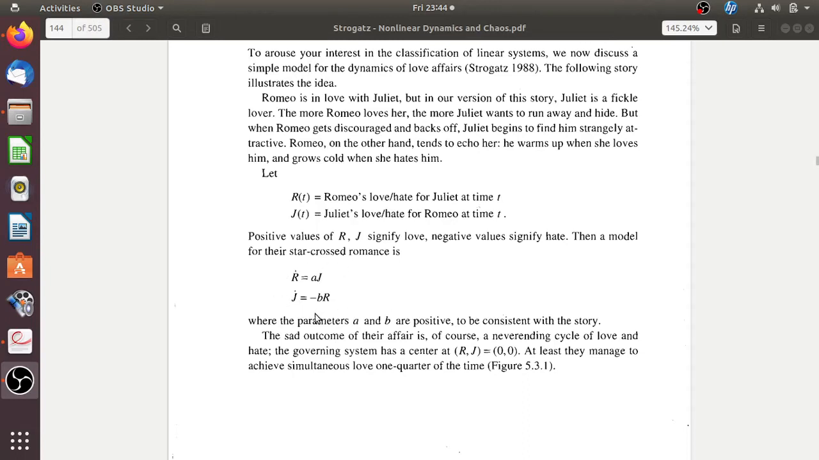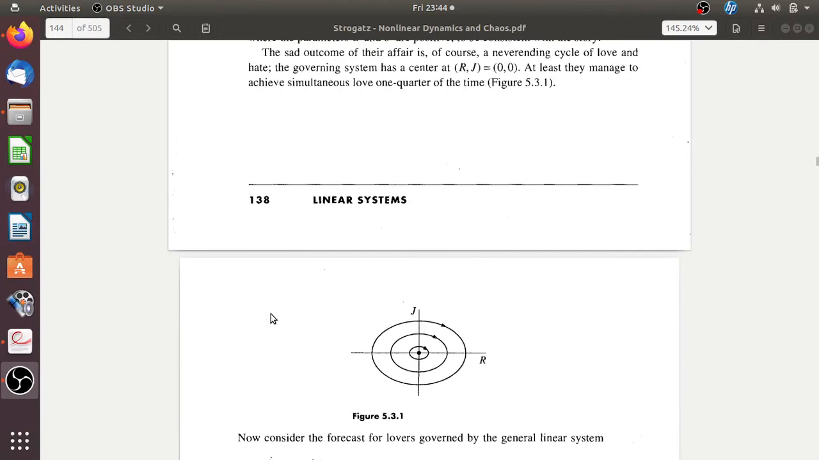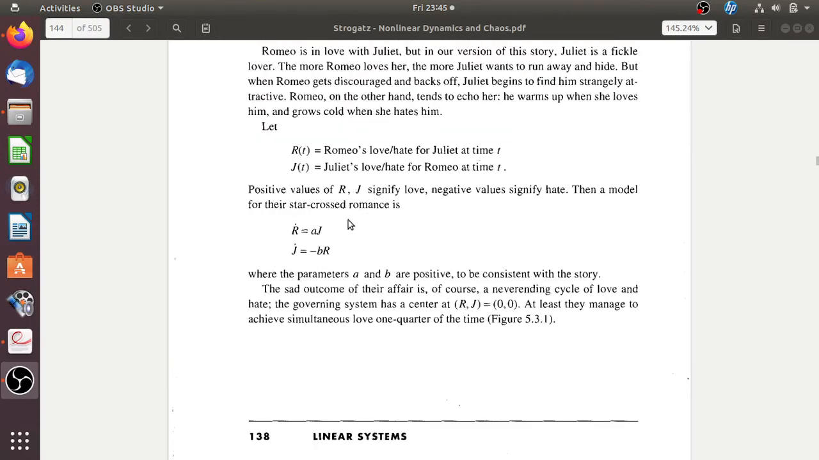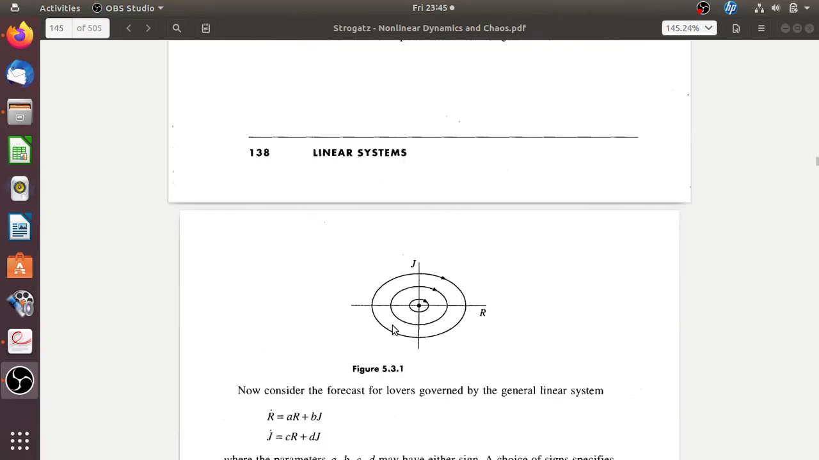Now with this dynamics, what is the phase portrait of this system? The phase portrait of this system is this. Why? Because we will not have any real part, we will have only imaginary numbers as the eigenvalues, and for that we will have centers. That's the behavior of the system.